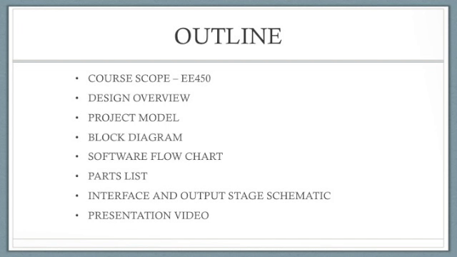Through the course of this presentation, we will cover a few different topics. The first topic we'll discuss is the course scope for the EE450 Capstone project class. Secondly, we'll go over a design overview of the project, moving on to the project model, a block diagram, a software flowchart, and a parts list, followed by an interface and output stage schematic, and then finally, a short presentation video which will show the function and operation of our simulated sun.